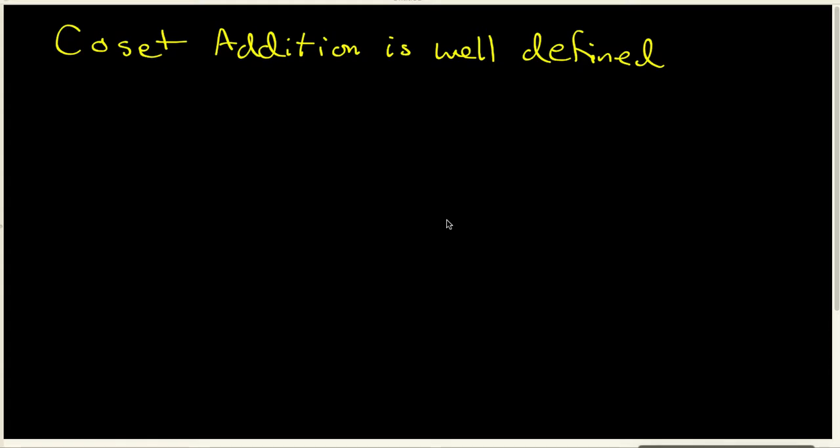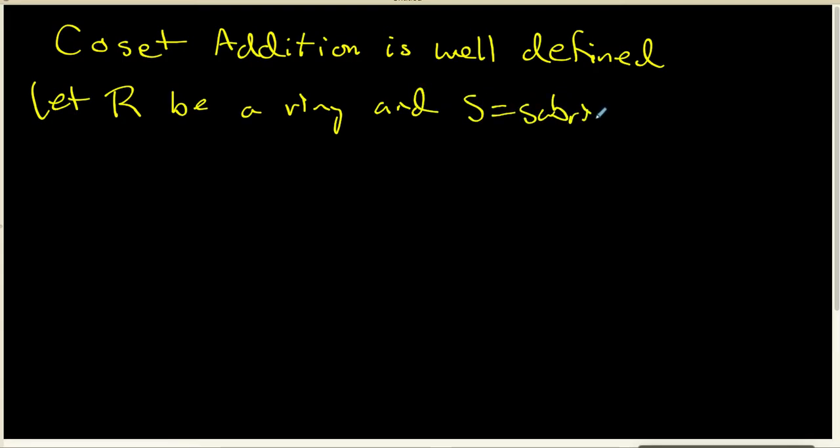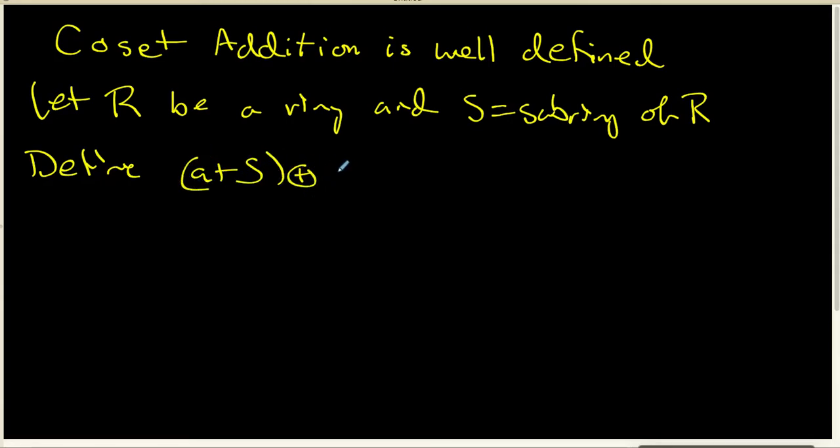In this video, we're going to look at the problem of coset addition and show that it is well defined for any ring and any subring. In other words, we're going to let R be a ring, and S is any subring of R. And we're going to define A plus S added to the coset B plus S to be the coset A plus B plus S.